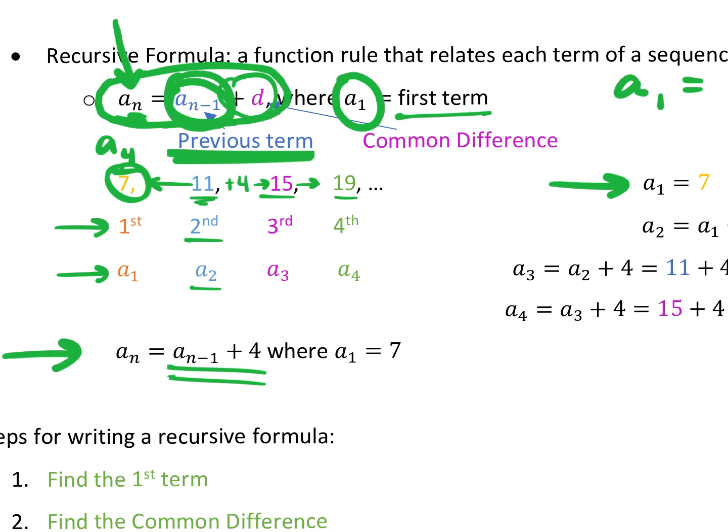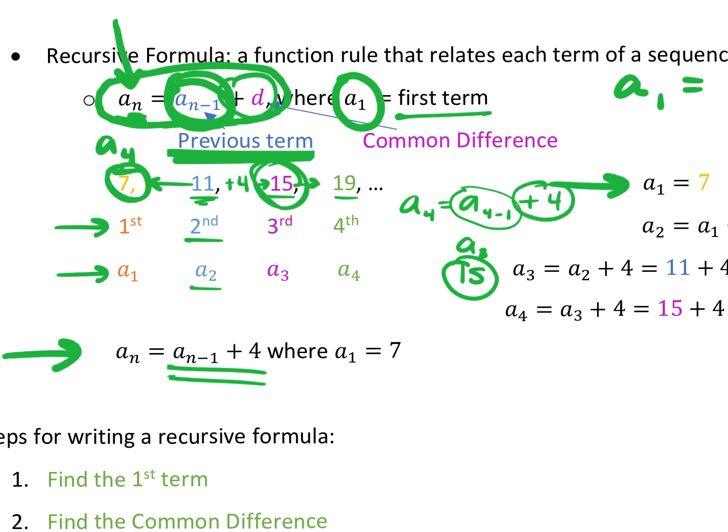So if I say, what is A sub 4? Well, it's A sub 4 minus 1 plus 4. What is A sub 4 minus 1? It's A sub 3, my third term. Well, my third term was 15. So 15 plus 4 is 19. You take the previous term and you just add to it.